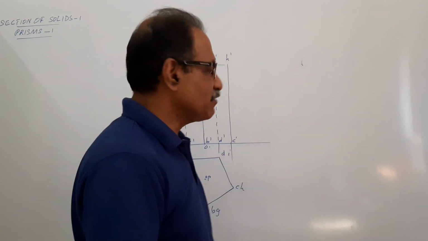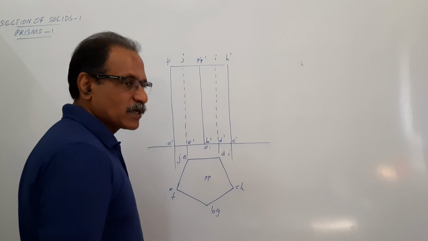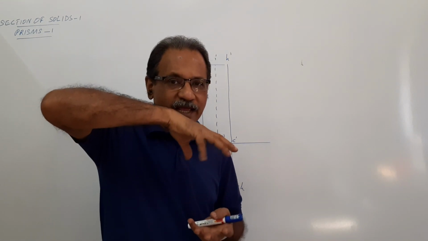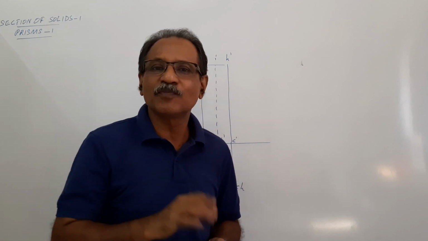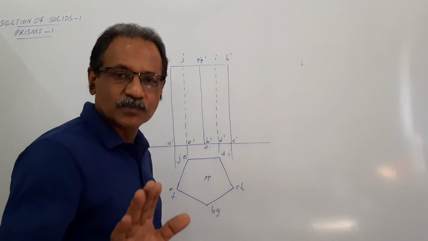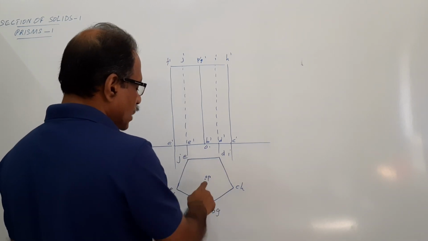I draw the plan and elevation of the prism. I draw one side parallel to XY line and complete the prism. The question doesn't say how is the prism, what is the orientation. I preferred one side parallel to XY line. That's all. Okay. A, B, C, D, E, F, G, H, axis OP.